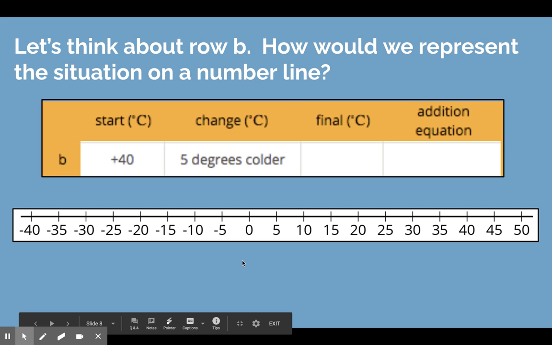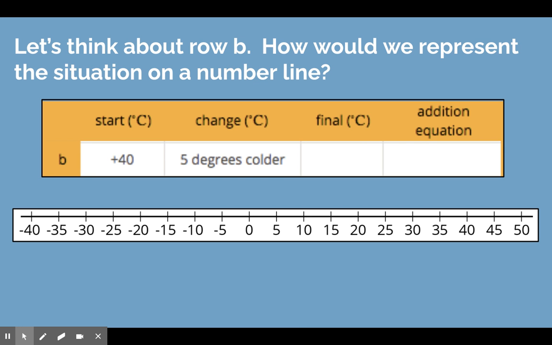All right, so let's think about row B. How will we represent the situation on a number line? It says we're starting at 40 degrees and it gets 5 degrees colder. That means that my temperature is going to go down. So what will my addition equation look like, and how will we represent this on a number line? Well, it will be 40 plus -5, and we're going to have a reverse arrow starting at 40 and then going to the left 5 units because we want to represent a final answer of 35 degrees.